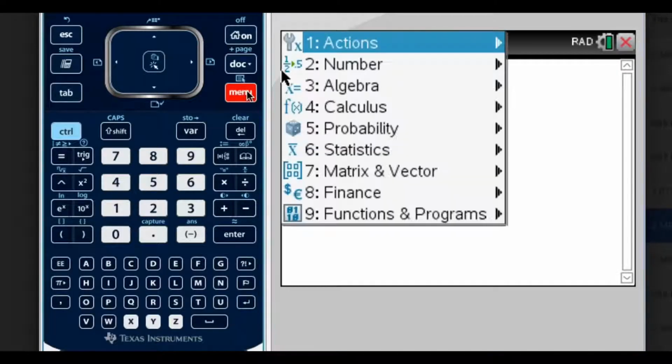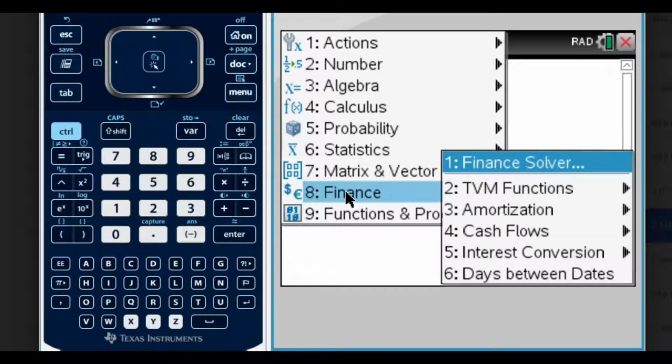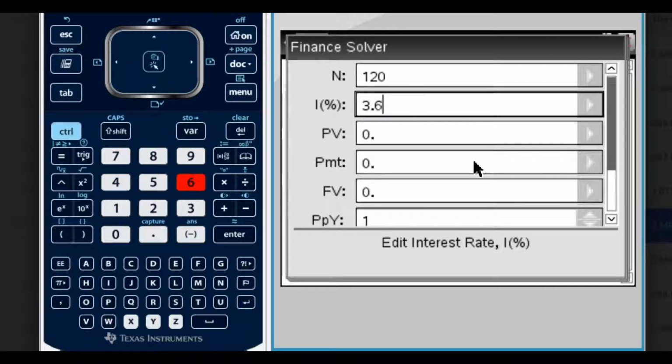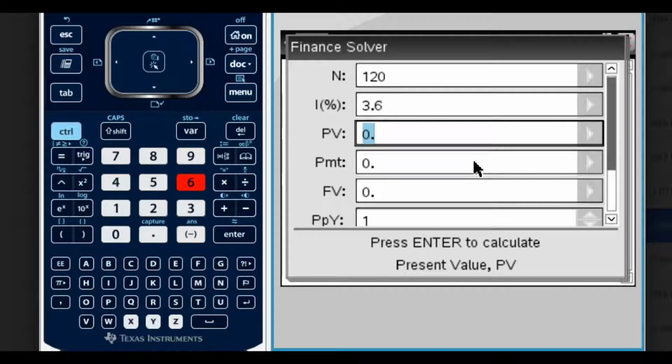So here in our calculator, we're using a standard calculator. We'll go to menu, finance, and then the first option is finance solver. And here you see all those same variables we just discussed. So when we calculate, N is the compound periods times the years. So 10 times monthly, which is 12, gives us 120. The interest rate was 3.6 as its percent value.